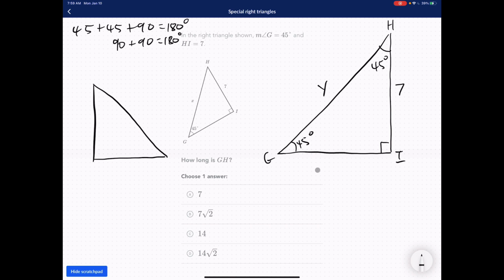So the G is right here, that's G right there, and that's H right there, right? That's my H. So it's going to be 45, 45, and then that's going to be y. That's my y, the hypotenuse, and then 7 for HI. So you can redraw this right triangle to look like this, and these triangles are all saying the same thing. They're all the same triangle, just drawn a little bit differently.